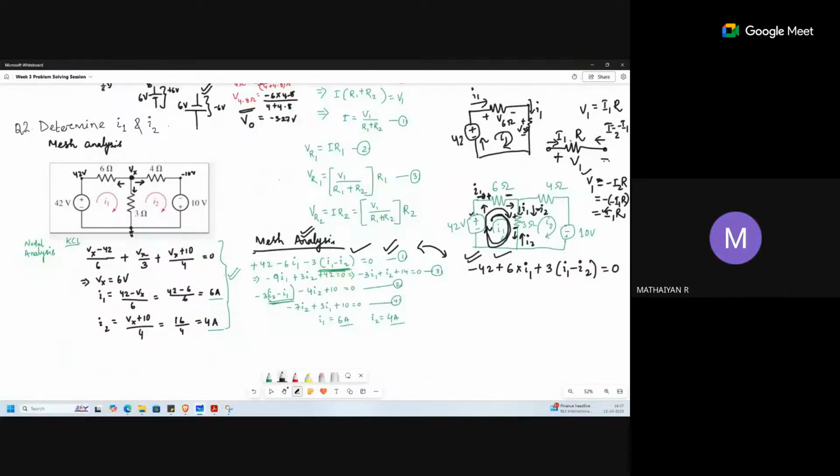Yes, ma'am. Got it. So similarly here, if I'm saying plus minus, like your friend you have seen here, he has always considered the outgoing for all the elements.